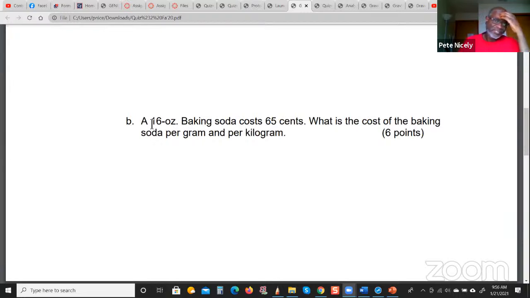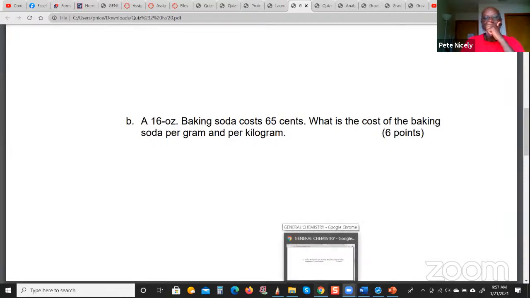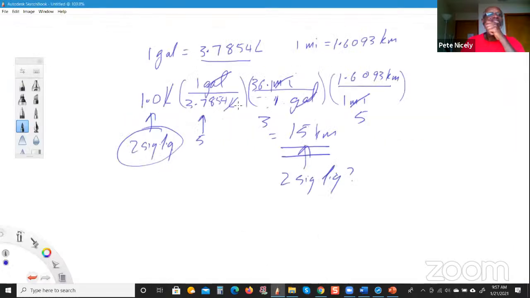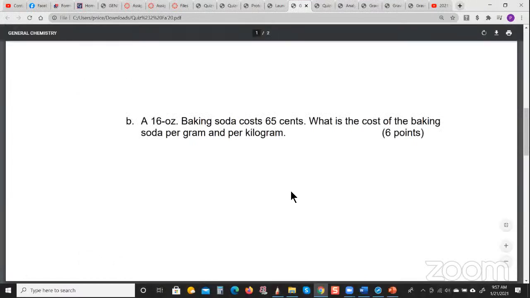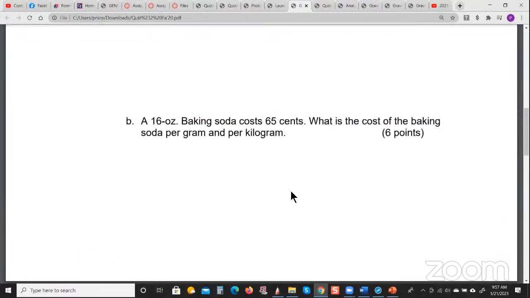Okay, so here's the question. It gives you the information that 16 ounces of baking soda costs 65 cents. What is the cost of baking soda per gram and per kilogram? Any ideas? Can we find the conversion from ounces to grams?